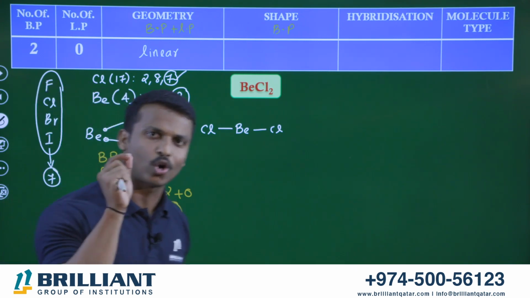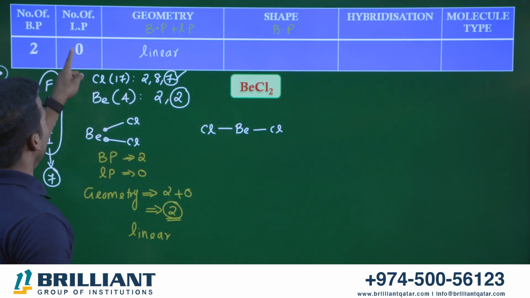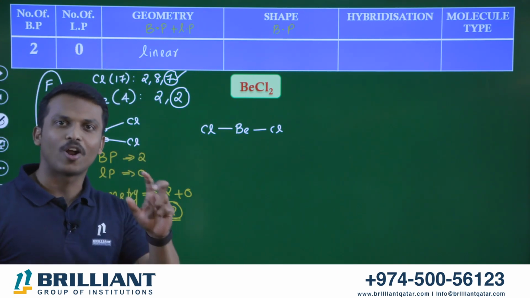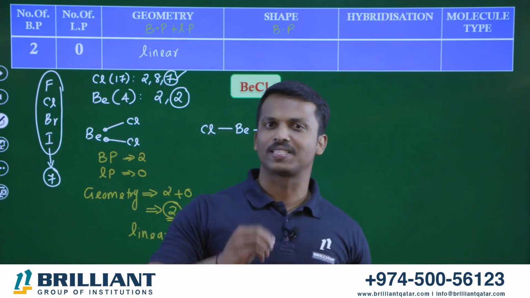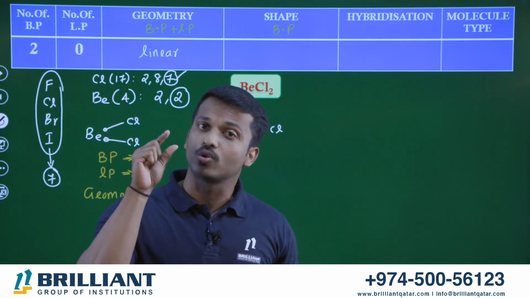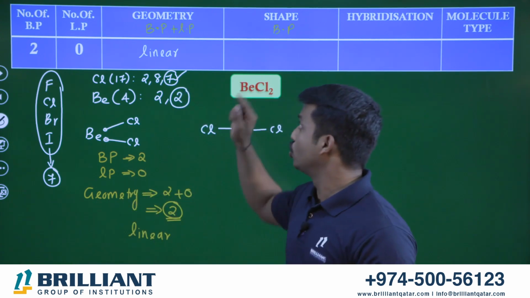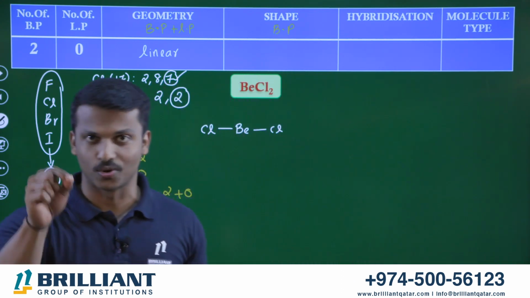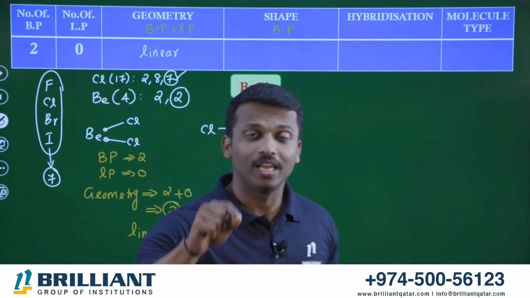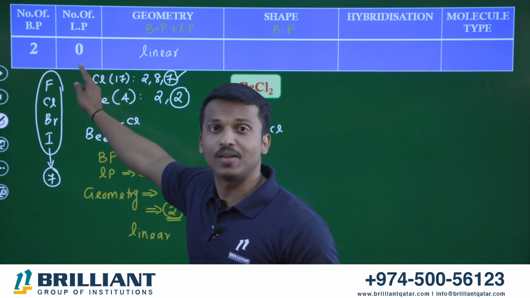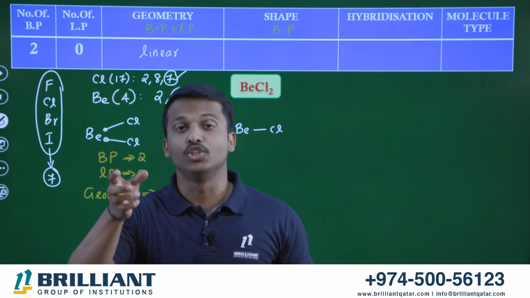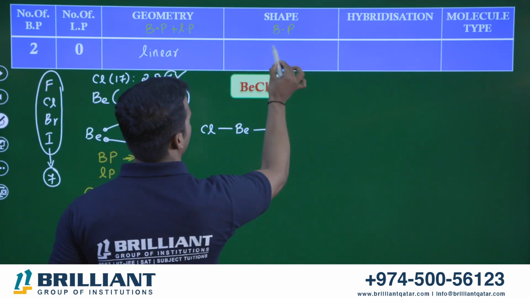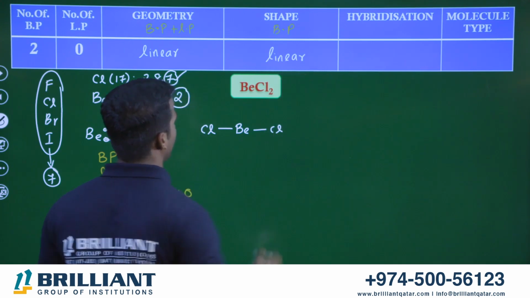And I will give you one short idea. Just note it. In this system, the lone pair number is equal to 0. Correct or not? In any system, if the lone pair is equal to 0, you can say that the geometry and the shape are the same. Just note it: if the number of lone pairs is equal to 0 on the central atom, geometry equals shape. So here also, what is the shape? Linear shape.